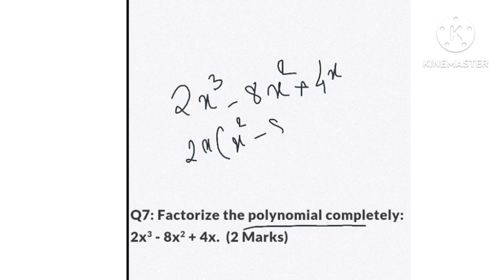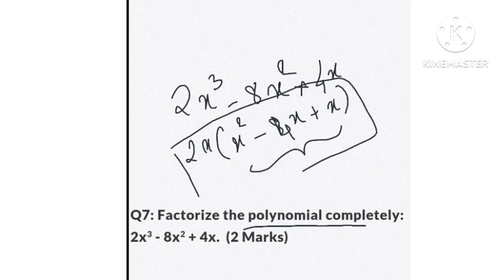minus 4x plus 2. Okay, now we'll see if we can factorize this bracket. We can see here we cannot factorize it, so our answer will be 2x times x square minus 4x plus 2. Okay, so this is the complete factorization of the polynomial. Further we cannot factorize, so the answer will be 2x times x square minus 4x plus 2.